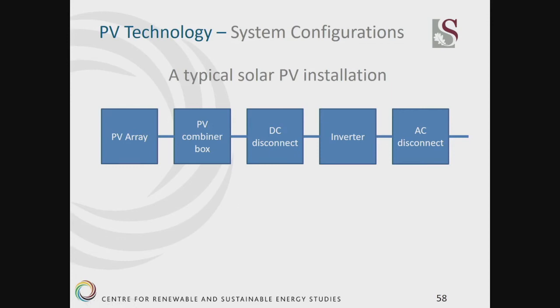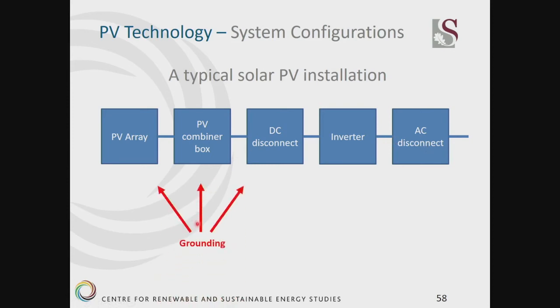This is what a typical solar PV installation looks like, where you have the PV array. This goes into a PV combiner box, combining all the arrays. Then you would have a DC disconnect, so you can disconnect the arrays from the inverter. Typically this is used for doing maintenance on the inverter side during the day. You can't shut down the sun, so you need to disconnect the PV from the inverter, and this is what the DC disconnect is for. Then you'll have an inverter. This is connected to the grid through an AC disconnect, which could be a circuit breaker.